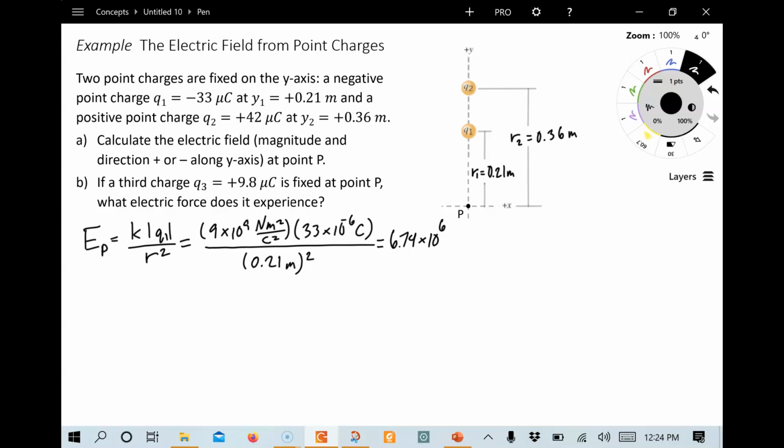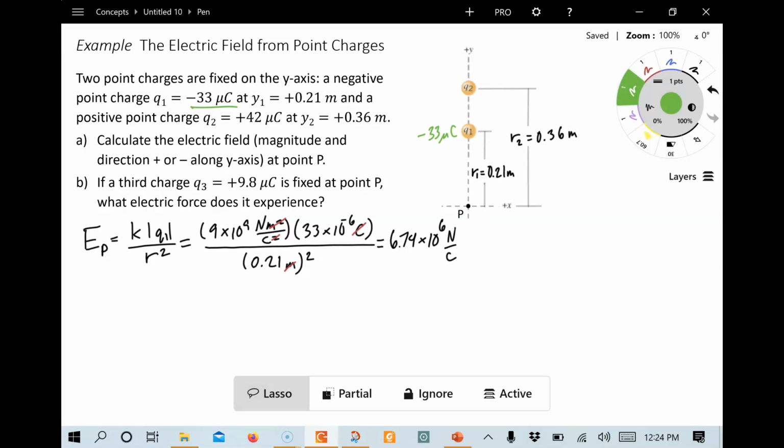If we look at the units here, we cancel out our meters, and we cancel out one of the coulombs on the bottom. So we are left with the units of electric field, which are newtons per coulomb. Now for this one, this is a negative 33 microcoulomb charge, and we need to figure out the direction of that electric field, because 6.74 times 10 to the 6 newtons per coulomb is the magnitude, the length of the vector, if you want. Now we need to figure out the direction.